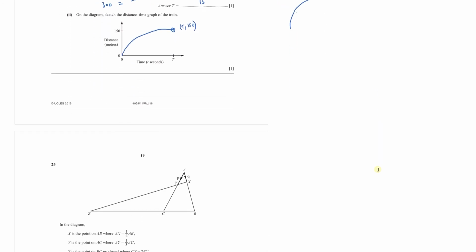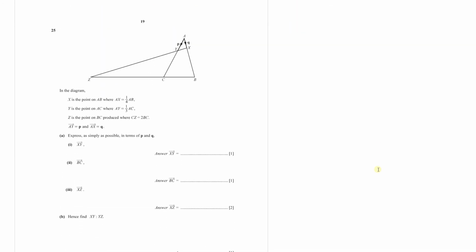So let's move on to question number 19. In the diagram, X is the point on AB, and AX is 1/4 times AB. So this length, full AB, is 4 times this length AX. So if AX is Q, using this expression here, AX equals 1/4 AB, which means AB would be equal to 4 times AX. So if this is Q, this whole thing here would be 4Q.